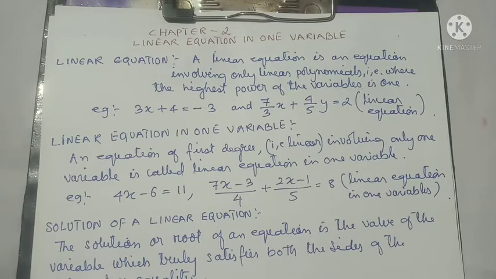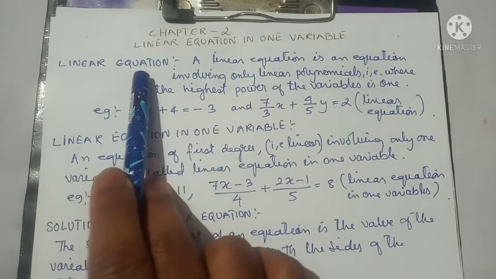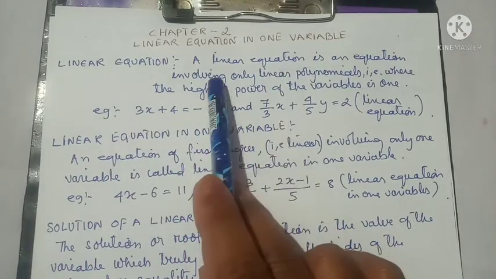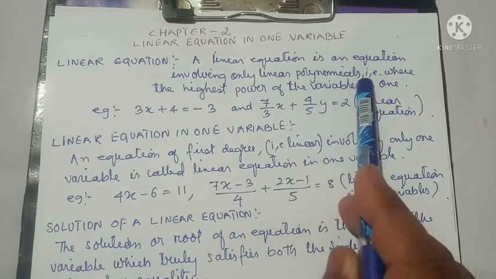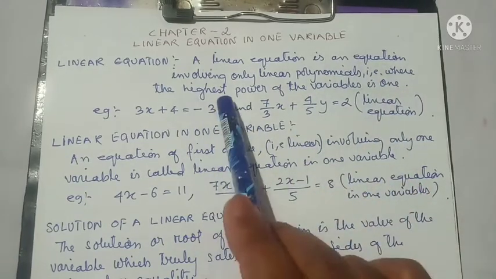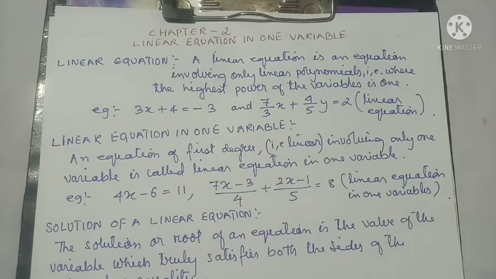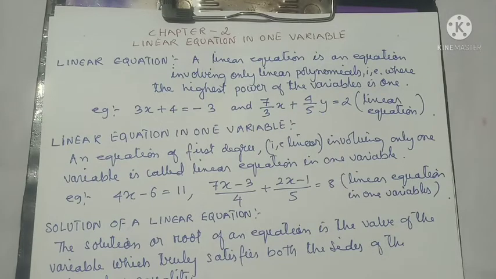Now let's come to this point. Linear equation. A linear equation is an equation involving only linear polynomials, where the highest power of the variable is 1. If we say linear equation, in this case the power of the variable should be 1. If the power of the variable is 1, then we have to say that the algebraic expression is a linear equation.